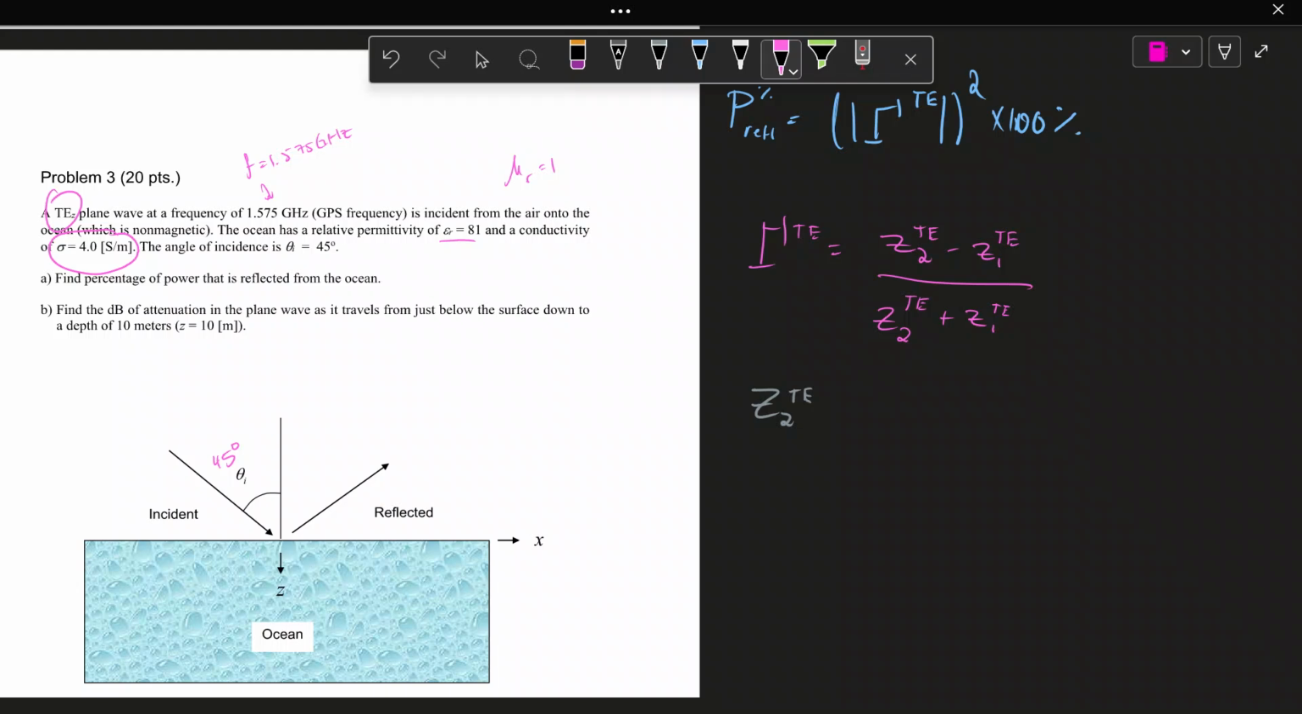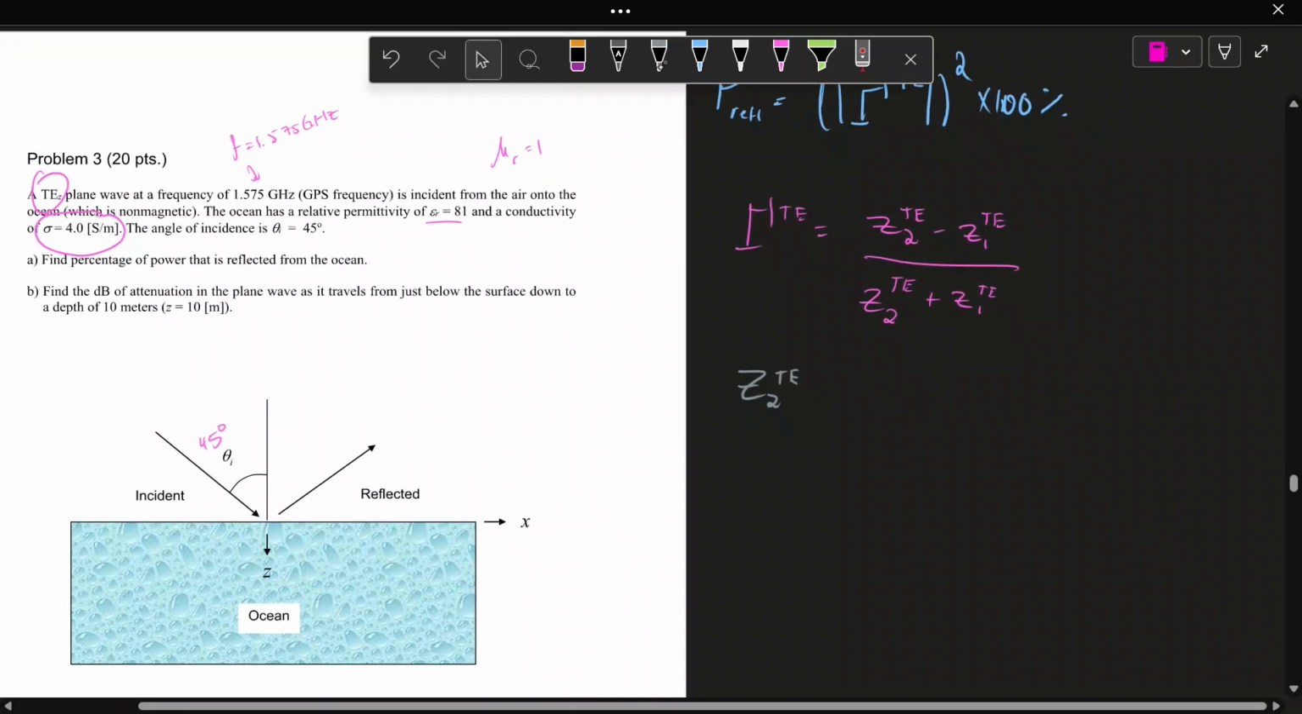He will tell you if it is lossless. If he doesn't tell you what it is, and he doesn't give you the conductivity, I'm going to assume it's lossless, but in most cases he will tell you. In some cases he won't, and you'll have to do a little bit of problem solving. But anyway, we're in a lossy case, so we're going to be using different equations.